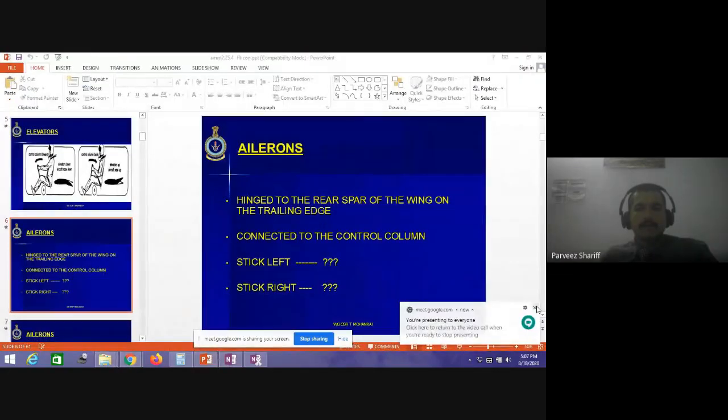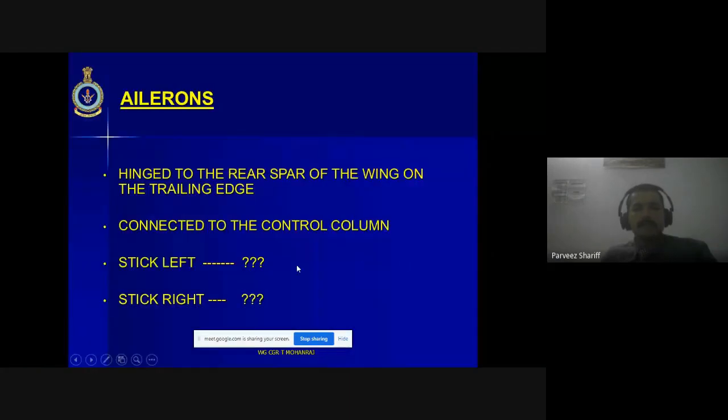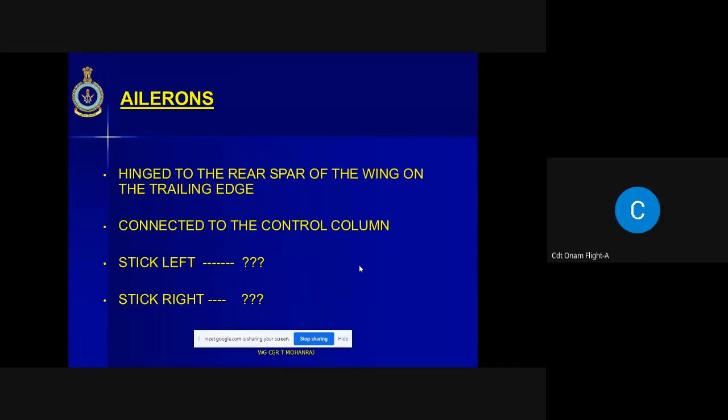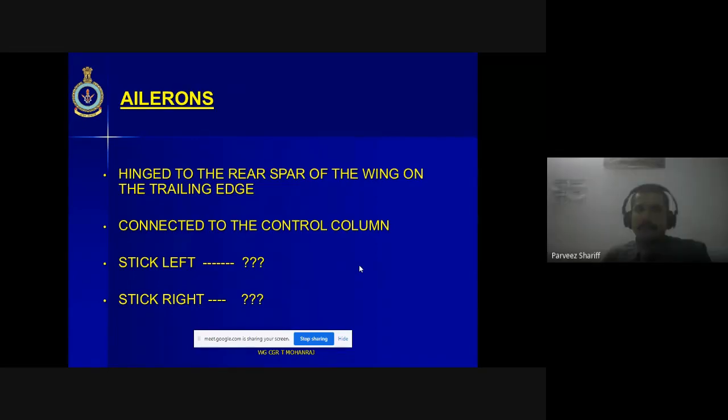Okay. So now here is a question. When the stick is in the left position, what is the position of the port side aileron and the starboard side aileron? The stick is in the left of the pilot. Left aileron goes up and right aileron goes down. Okay. Any other answer? Yes, it is correct.